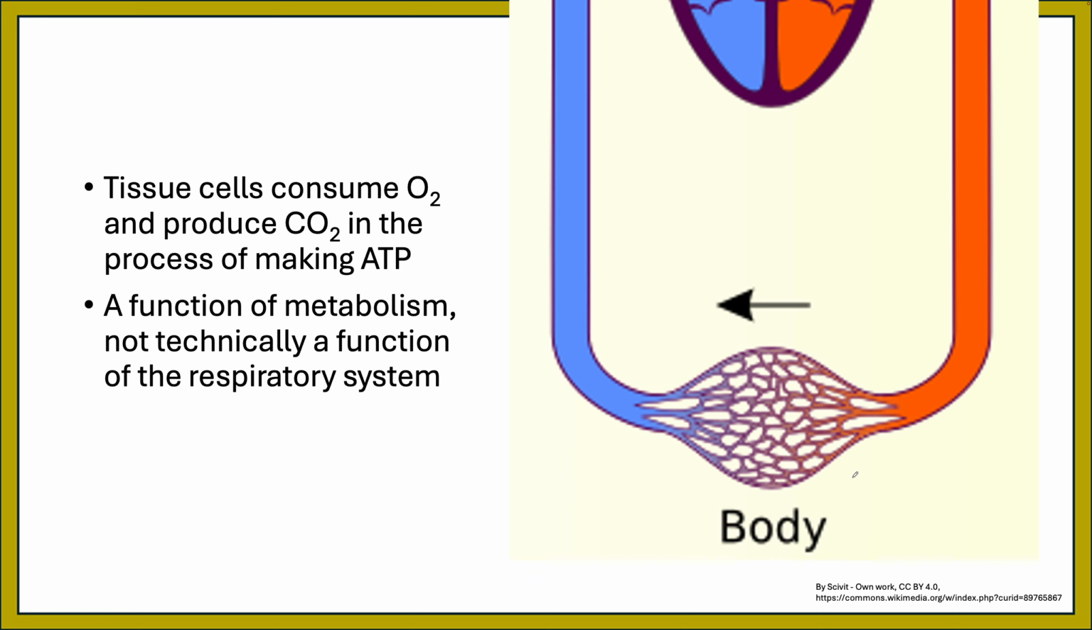All right, one other process that's closely related to this, but not an actual process that occurs in the respiratory system, is going to be cellular respiration. So this is a function of metabolism and not a function of the respiratory system, but this is essentially where the tissues are going to consume the oxygen to make ATP, and as a consequence of that, produce the CO2. So that is where that's coming from.